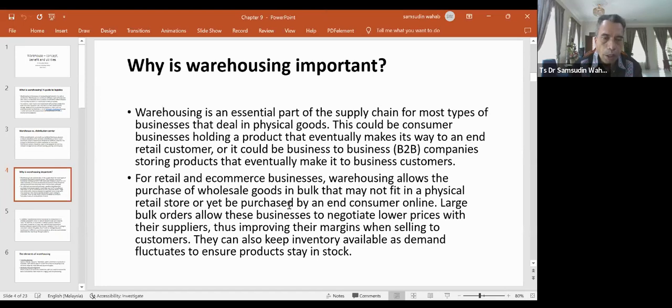Okay, for retail and e-commerce businesses, warehouses allow the purchase of wholesale goods in bulk. You see, the quantity must be in bulk quantity, bulk that may not fit in a physical retail store or yet be purchased by an end consumer. There are two conditions. We send the product in bulk amount, in bulk quantity, but there's no buyer yet. No buyer for the product yet. Still in the form of storage, still in the function of storage.